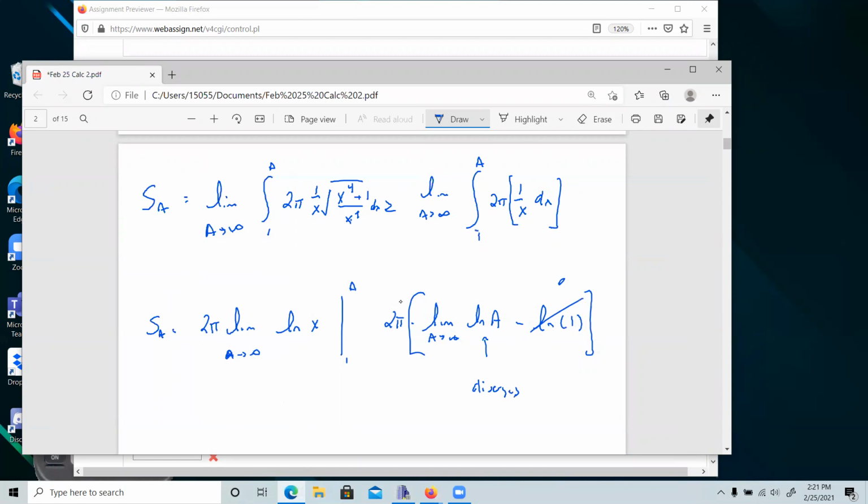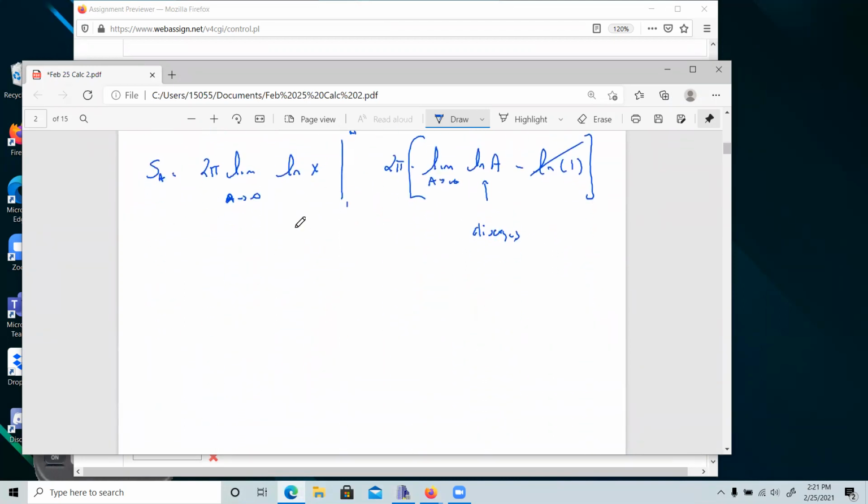This is smaller than the integral I was trying to find. And since this one diverges, what do you think this one's going to do? This one goes off to infinity. This is bigger, so it goes off to infinity too. This diverges. So what we have here is y equals 1 over x. Yeah, we're dealing with mathematical objects here, so please don't let reality bump into your math. Okay?